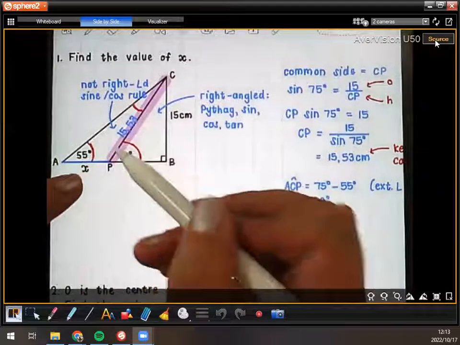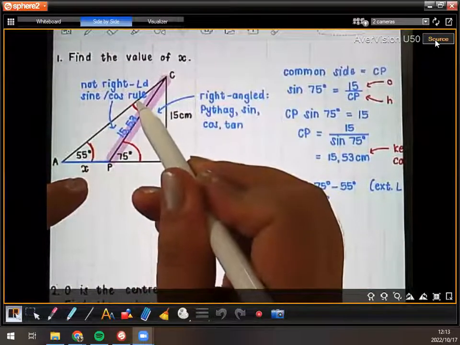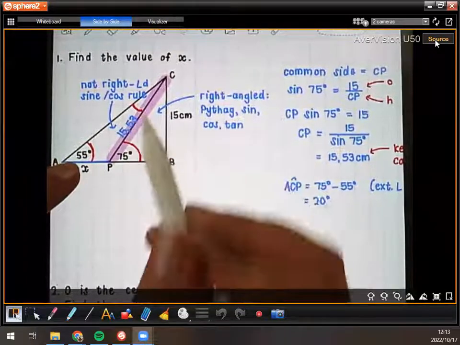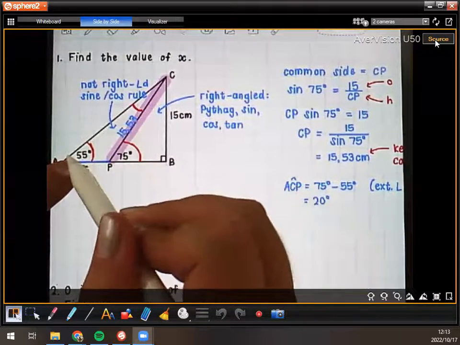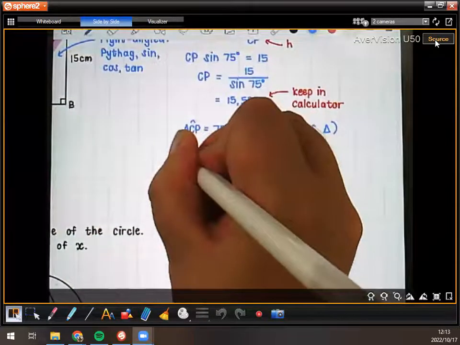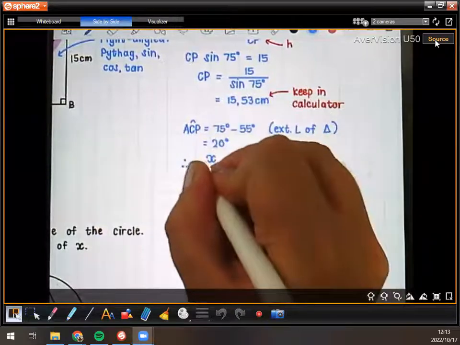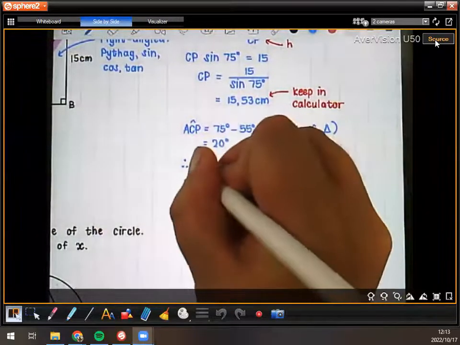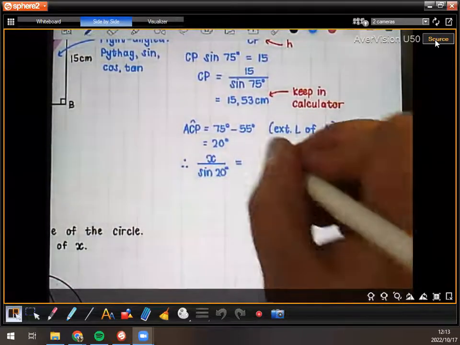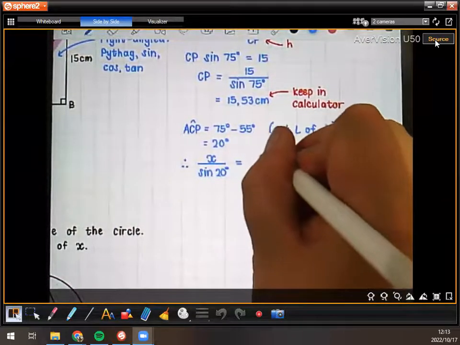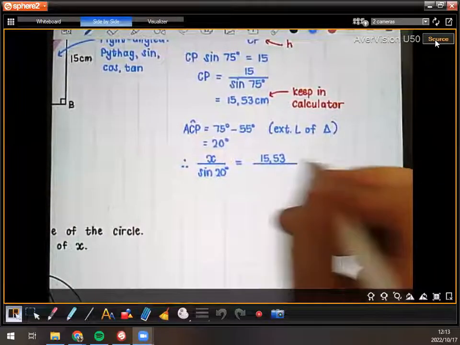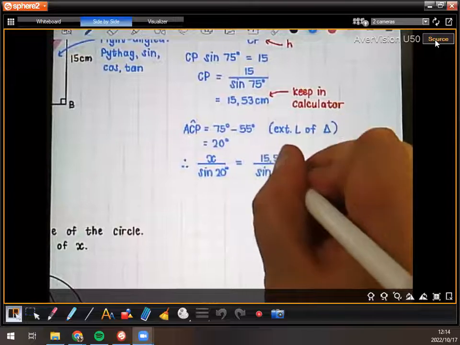Let's see, can we now use sine rule to get x? x over sine of 20, and then do we have another pair of an opposite side and angle? Yes, it's 15,53 over sine of 55. All right, here we go. So now I'm going to say, therefore, x over sine of the opposite angle, so sine of 20, is equal to 15,53, that is the side that we calculated, the common side, over sine of the opposite angle, which is 55.